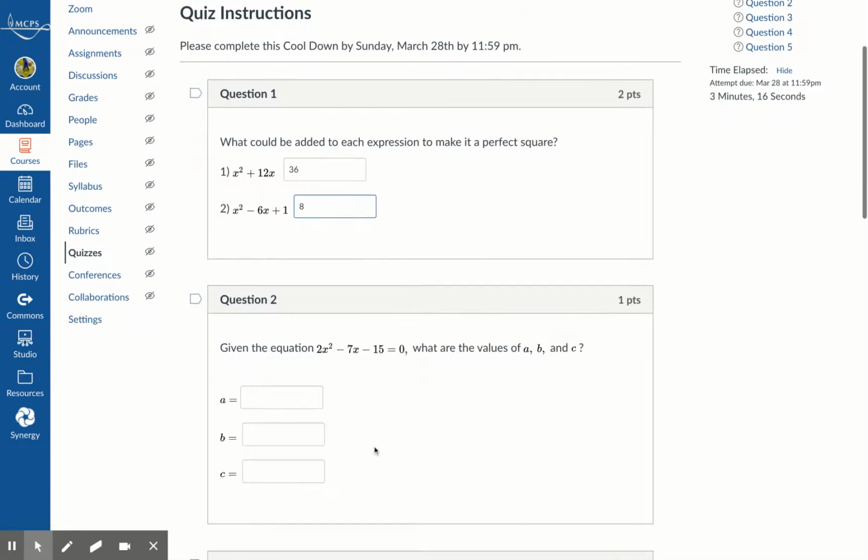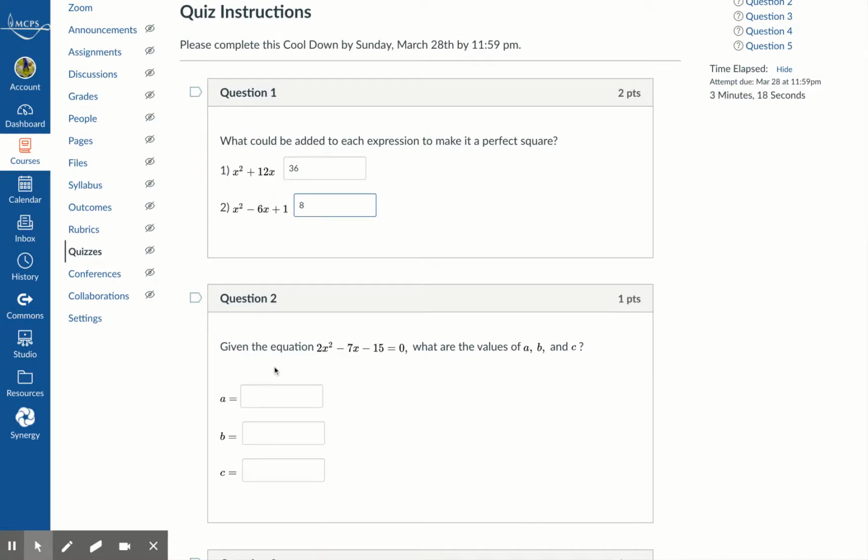Okay, so for question number 2, it says, given the equation 2x squared minus 7x minus 15 equals 0, what are the values of a, b, and c? So remember, in standard form, it's ax squared plus bx plus c. So the coefficient of my x squared term is my a, so that would be 2. My coefficient of my x term is negative 7. Don't forget your sign. So that would be my b, is negative 7.